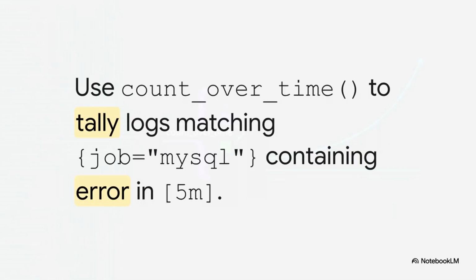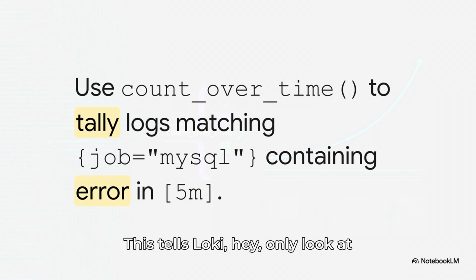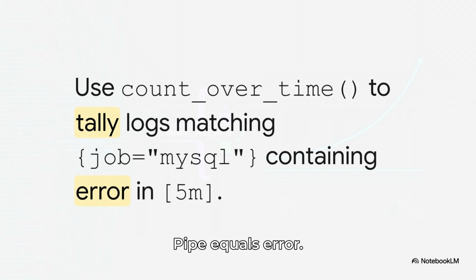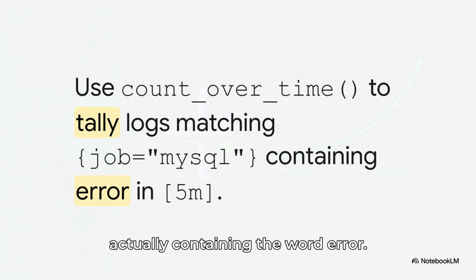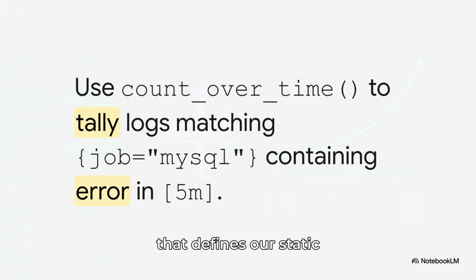Simple, right? Let's deconstruct the syntax a bit. We start with our stream selector right inside the curly braces. Job equals MySQL. This tells Loki, hey, only look at logs from our MySQL database. Then we add our line filter, pipe equals error. This isolates only the lines actually containing the word error. And finally, that bracketed 5M at the very end, that defines our static 5-minute time window.